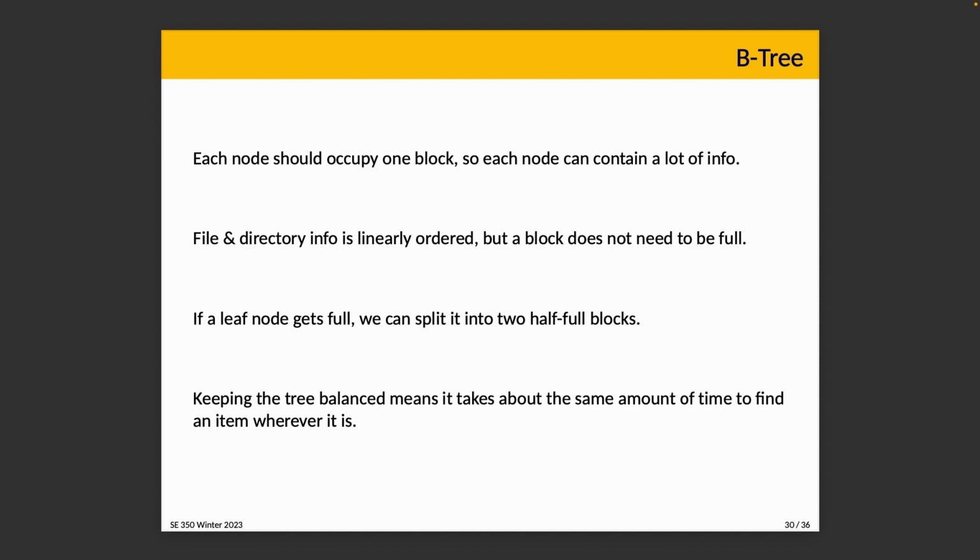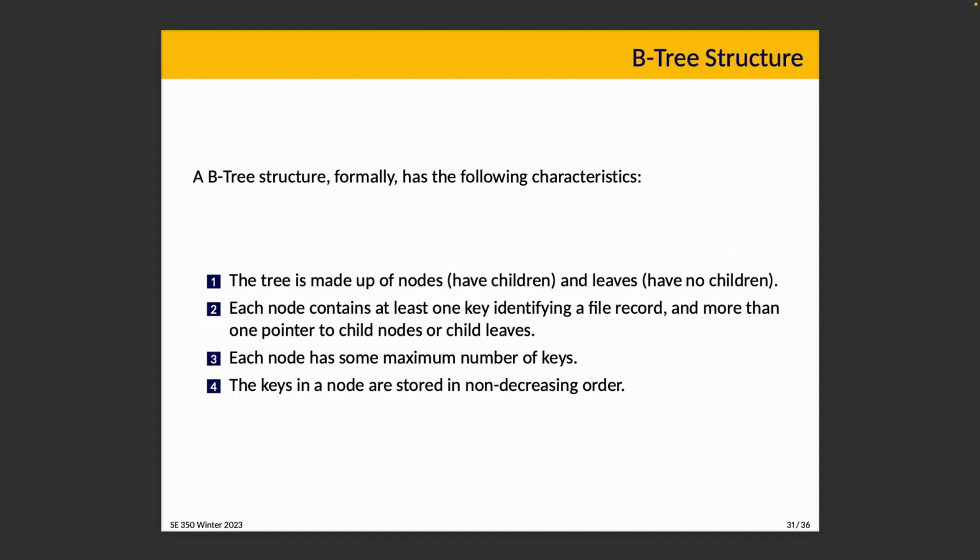If a leaf node gets full, we can split it into 2 half-full blocks, which allows more space to put more stuff, which is going to make it relatively efficient, since each node is at least half full. And keeping the tree balanced is also important because it will help us, no matter how big the file is. If the tree is balanced, then finding an arbitrary part of the file takes about the same amount of time no matter where it is in the file. So a B-tree is really good for this kind of structure.